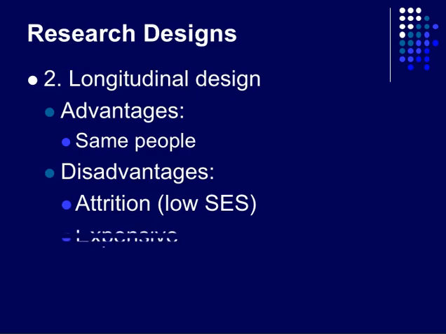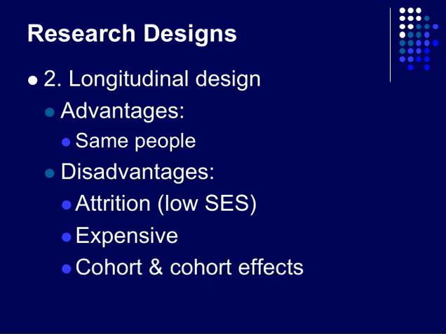So this can be a problem. It's also expensive. It costs a lot of money to do this over a period of many years. Some of these big studies are 50 years long and they're very expensive. Also cohort and cohort effects. And so this is something you'll read a little bit about in your book as well.